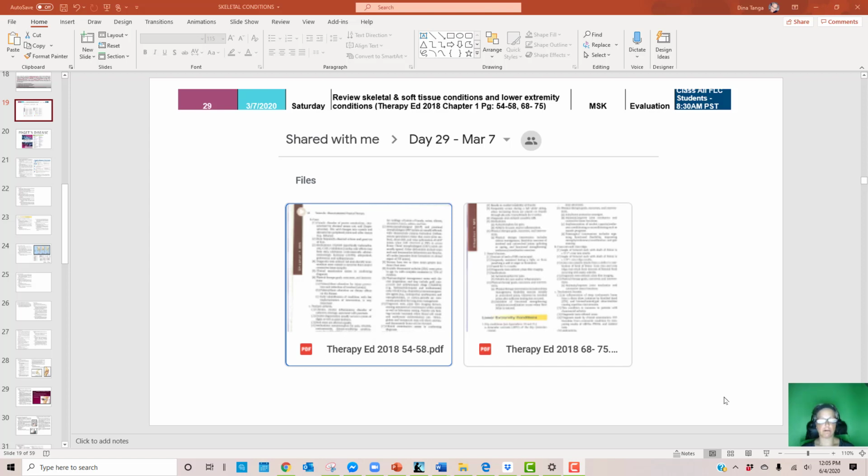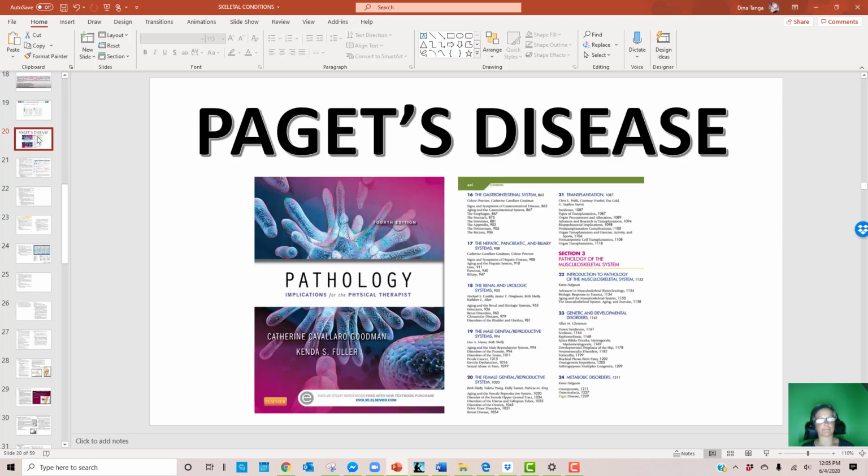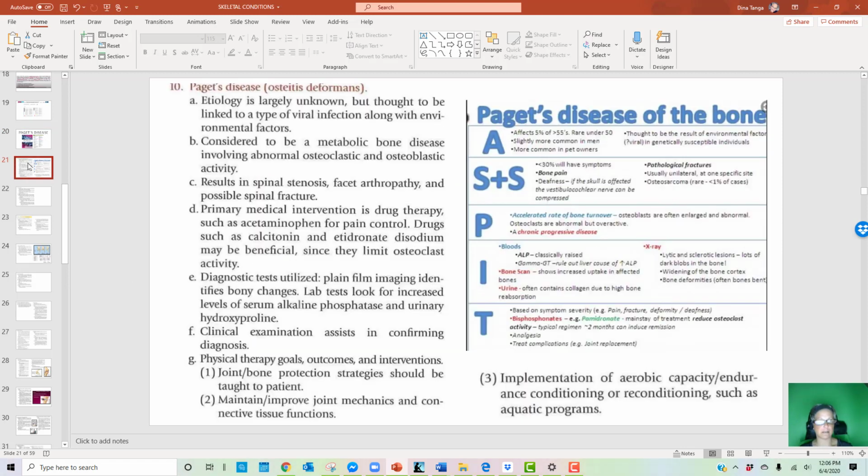Okay, so we are moving on down the diagnosis pathology list, and the next one up for the review of skeletal and soft tissue conditions will be Paget's disease. I'll be using the pathology book again. This is from Therapy Ed.